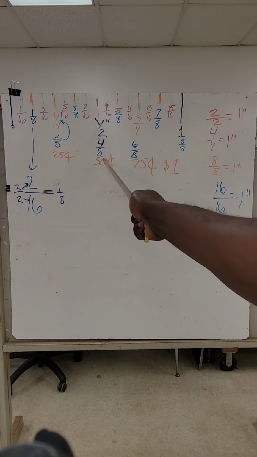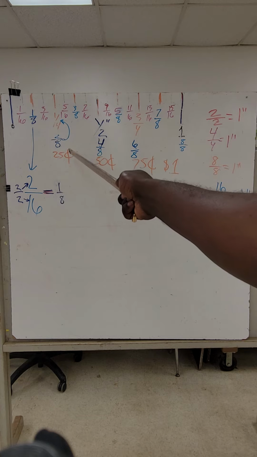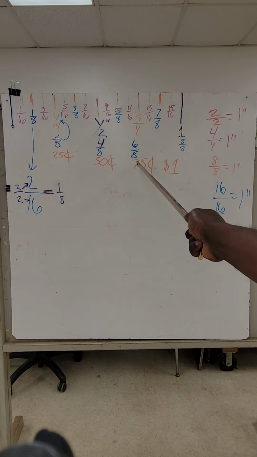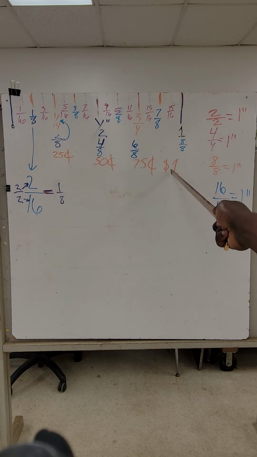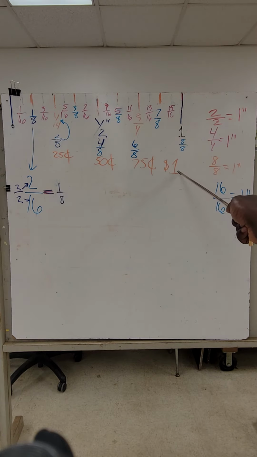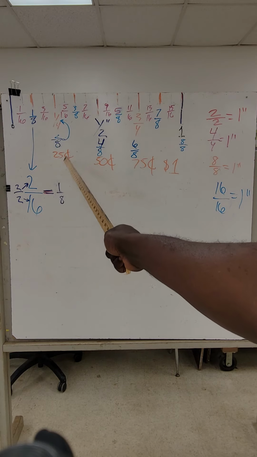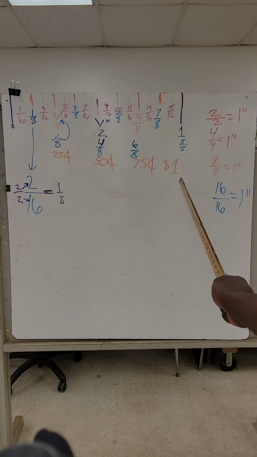Same thing as quarters, 25 cents, 50, 75, $1. So half inch is 50 cents, 25 cents, 75 cents, $1. Same thing in high school years: freshman, sophomore, junior, senior. Stock market, life expectancy: 30, 60, 90, 120.